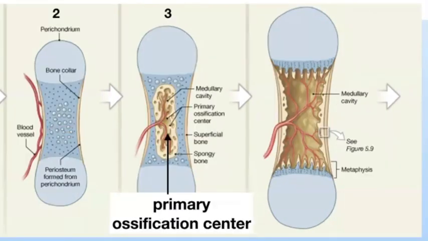3, capillaries and osteoblasts enter the center of the cartilage. The calcified cartilage in the center of the shaft breaks down and forms a medullary cavity filled with spongy bone. The capillaries, osteoblasts, spongy bone, and the medullary cavity form the primary ossification center.